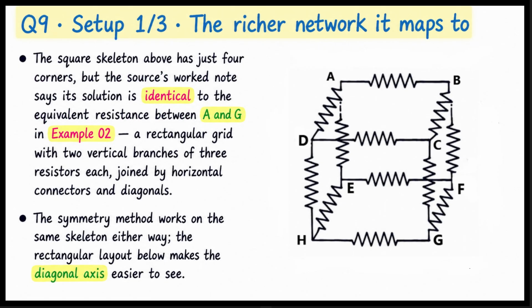The first setup step is to recognize which network the square skeleton actually maps to. The source's work note is explicit. The square skeleton's solution is identical to the equivalent resistance between A and G in example 2, which is a richer rectangular grid. 2 vertical branches, each with 3 resistors in series, joined by horizontal connectors and 2 diagonals. The symmetry trick works on the same skeleton either way, but the rectangular layout makes the diagonal axis of symmetry easier to see than on a 4-corner square.